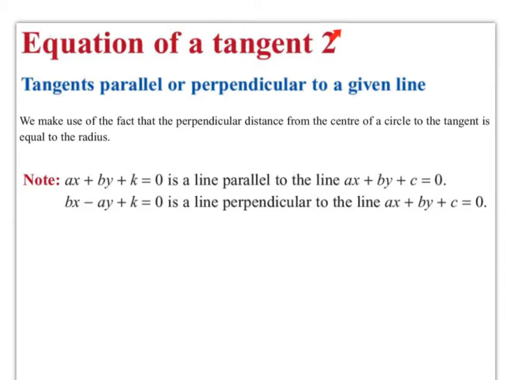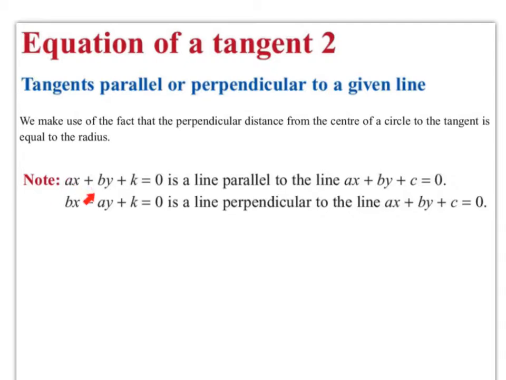Equation of a tangent 2. Tangents parallel or perpendicular to a given line. We make use of the fact that the perpendicular distance from the centre of a circle to the tangent is equal to the radius. Note ax plus by plus k equals 0 is a line parallel to the line ax plus by plus c equals 0. So we have ax plus by, and then it's just the constant at the end that is different, k and c. So these two lines are parallel.